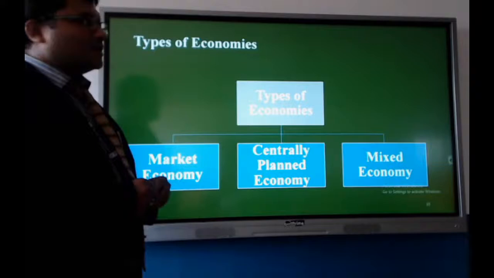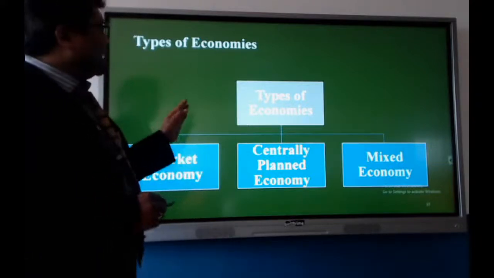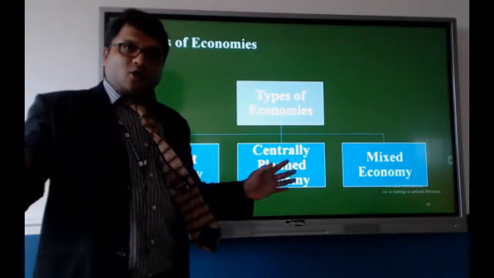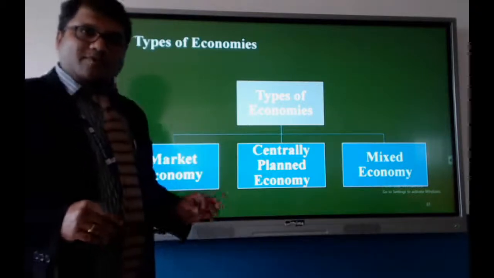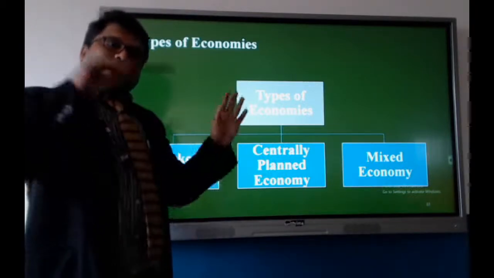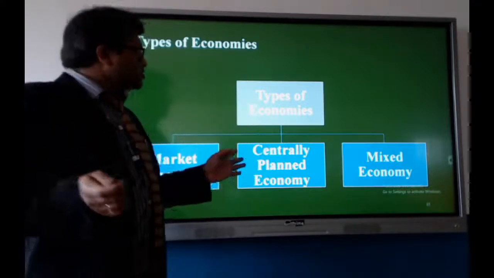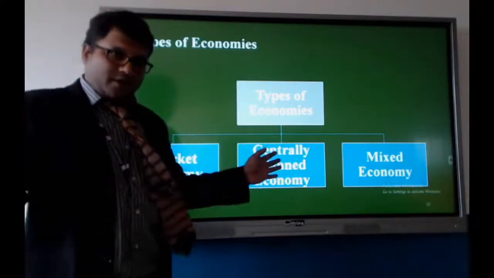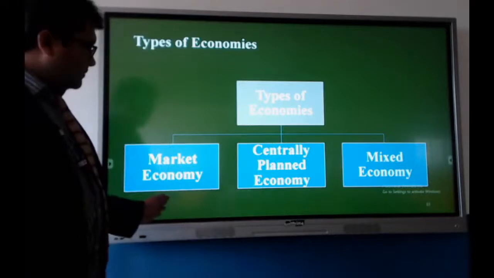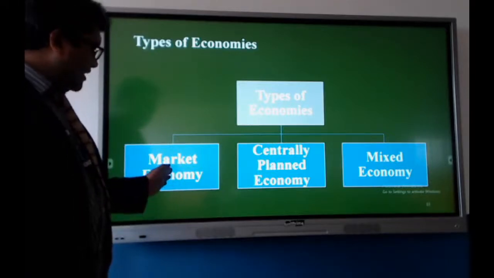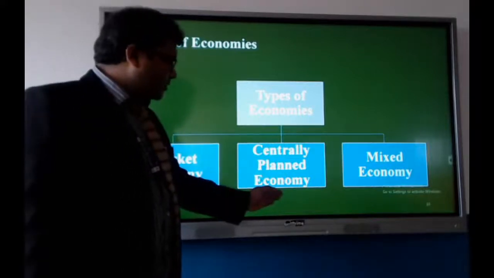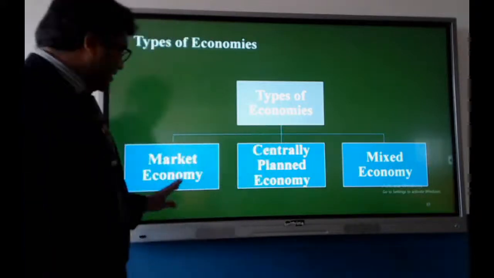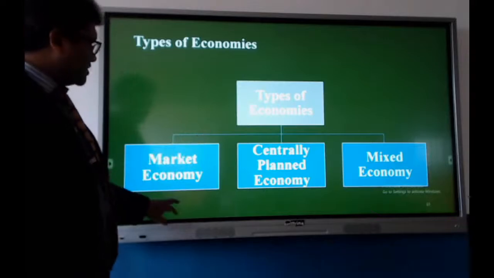Now, next, let me explain the different types of economies which exist in the entire world, globally, internationally. There are basically 3 types of economies. They are categorized at a broader level as market economy, centrally planned economy, also called socialistic economy, and mixed economy. We'll understand all these 3 types of economies now.